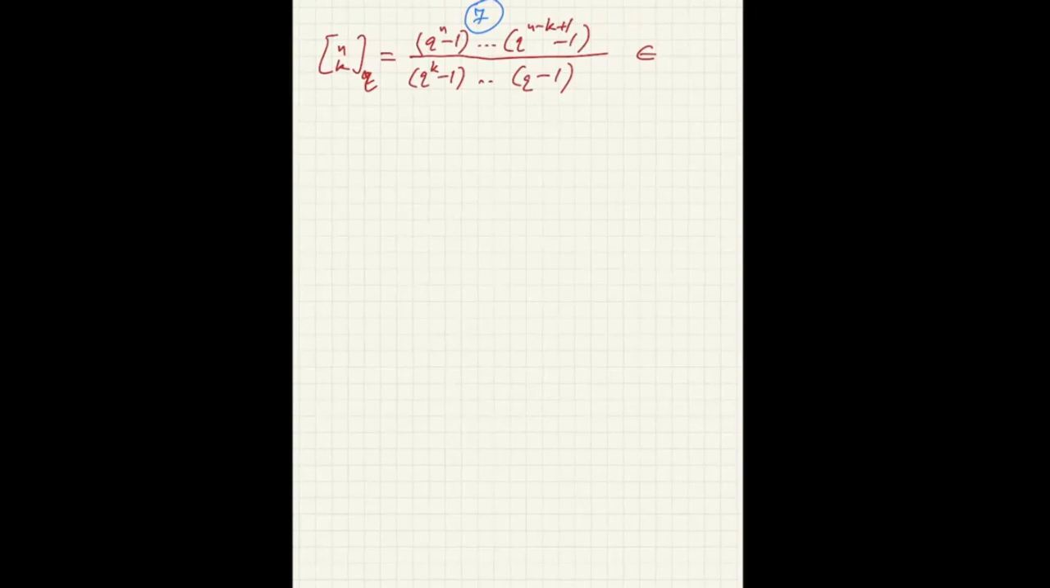Okay, so let me write it again here. Now this number is a natural number because, in general, when n is greater than or equal to k, this counts something. It's a number of subspaces. What happens in general is that this expression is actually a polynomial in q, and it can be written, so proposition.